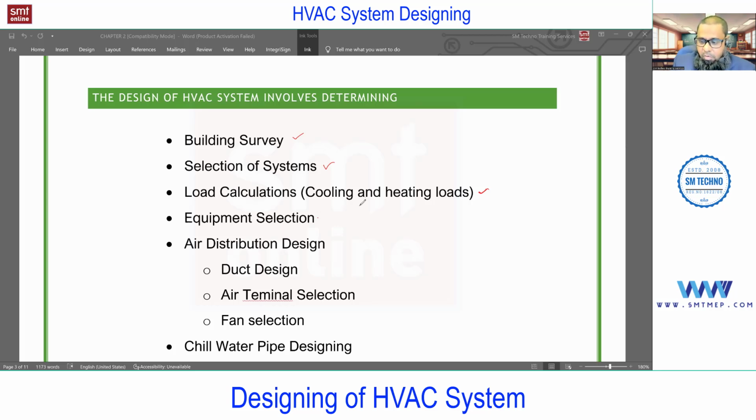And it's lengthy, very, very important. And based on this load calculation only, we can think to deal with the equipment selection. So what is the difference between system selection and equipment selection? Any idea? Any guess? Yes, sir.